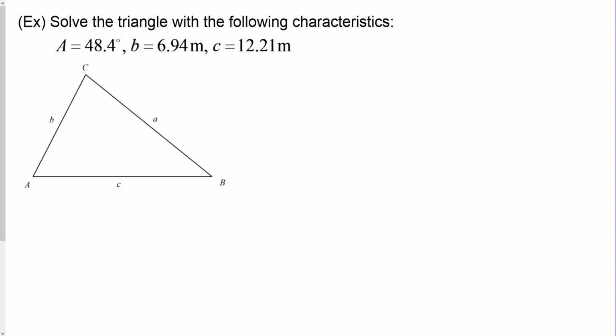So the information that's given is angle A measures 48.4 degrees. So I'm going to go ahead and write that in. Side B is 6.94 meters. And side C is 12.21 meters.